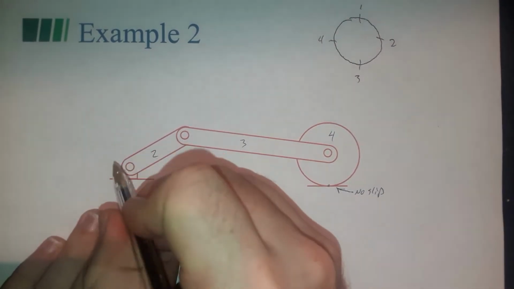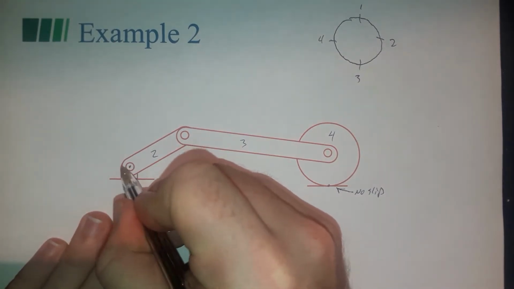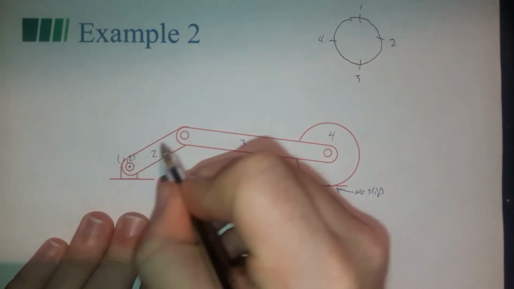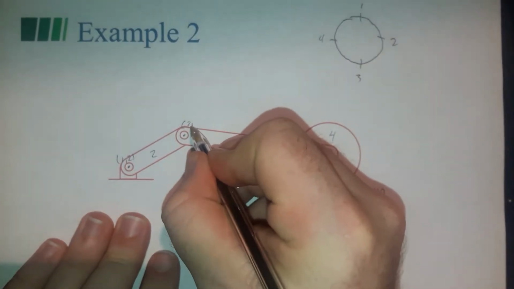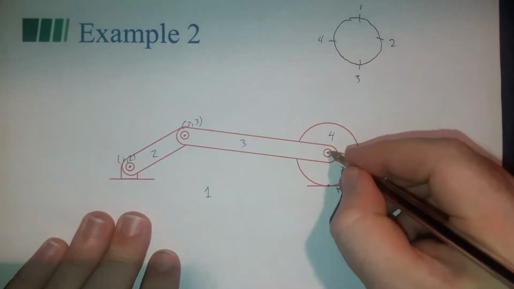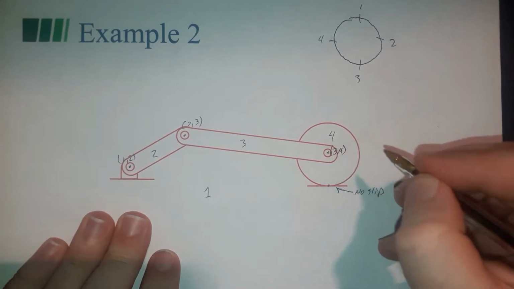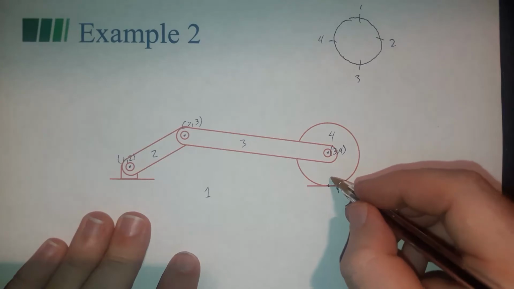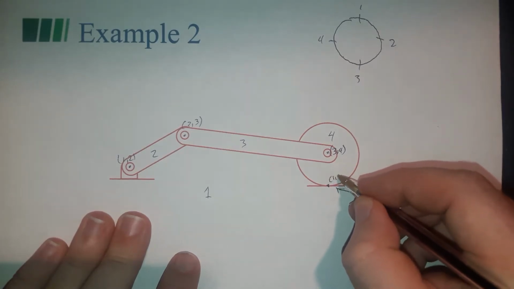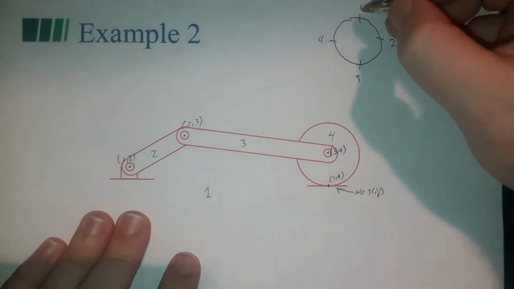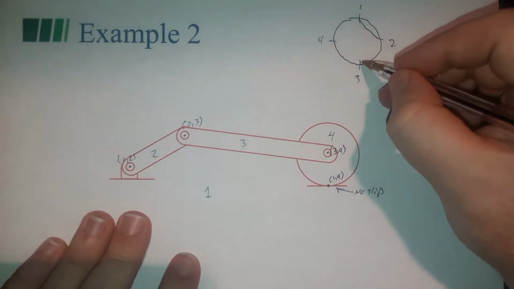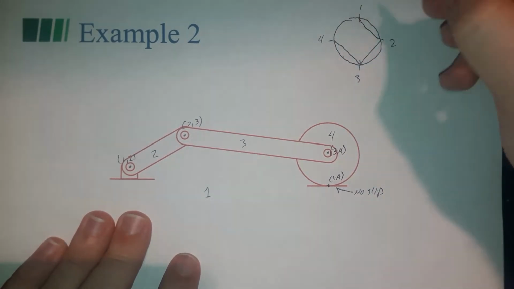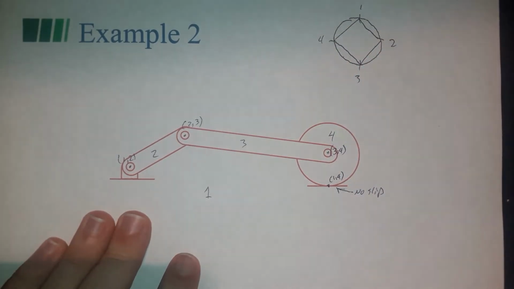We can number the instant centers associated with the kinematic pairs. We'll have 1, 2, 2, 3, 3, 4, and the instant center for this rolling pair will be right at the point of contact. And so that'll be 1, 4. Okay. So our circle diagram looks similar to some of the ones we've seen in the past. And so a very similar plan will work in order to solve it.